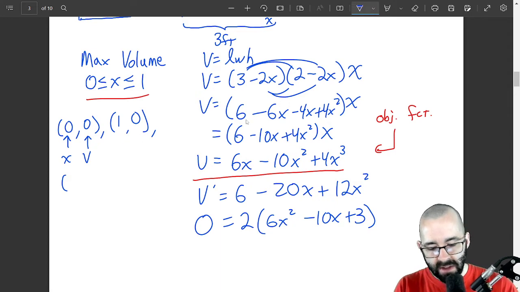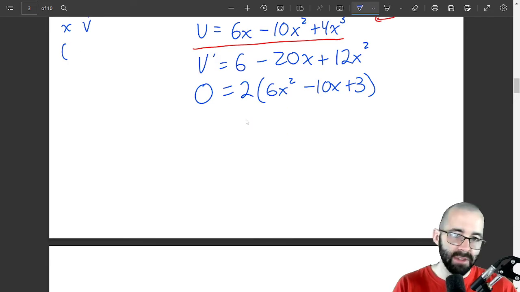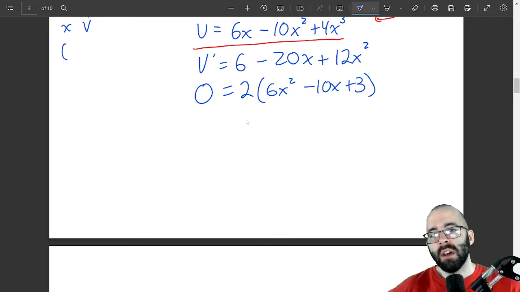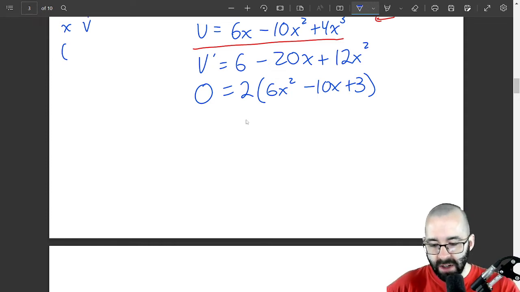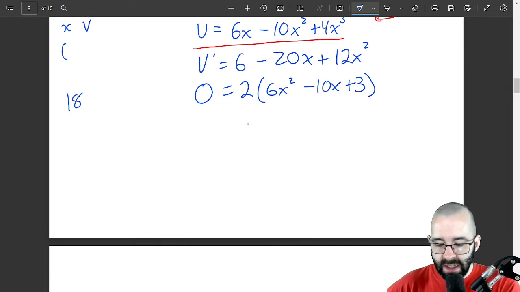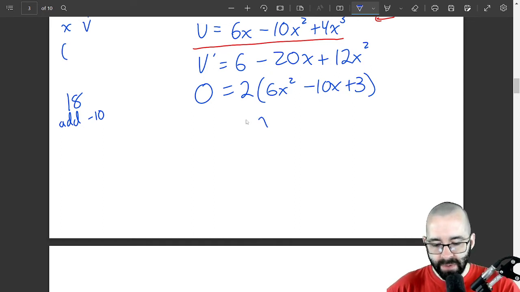Oh man, this looks annoying to factor. Hopefully it does factor. It might just be faster to use the quadratic formula. You can use the guess and check method. You can use the AC method. I'm going to use the AC method right here because it just looks faster to me. So we need two numbers that multiply to a times c, 6 times 3 is 18, that add to negative 10. They're going to be the same signs. I don't think there is anything. Maybe there is something. We'll use the quadratic formula anyway.